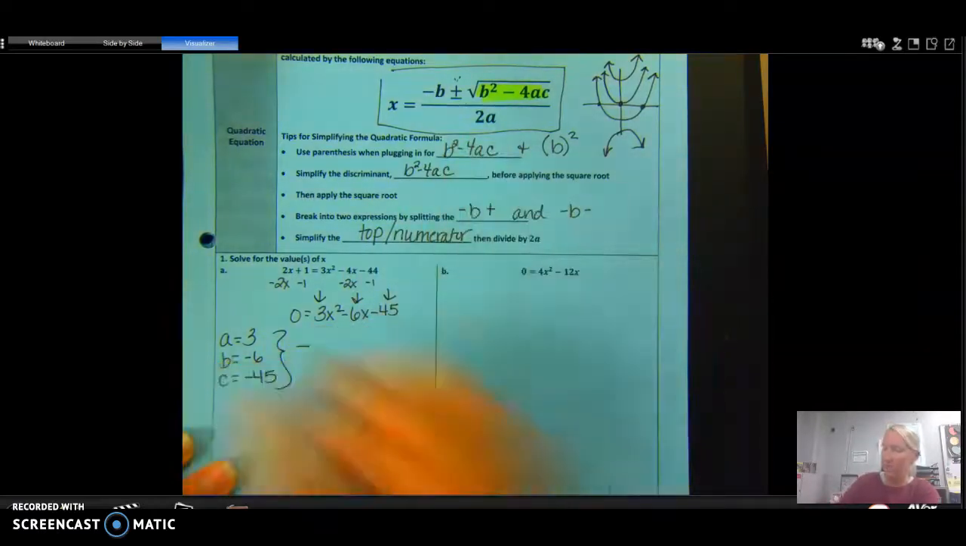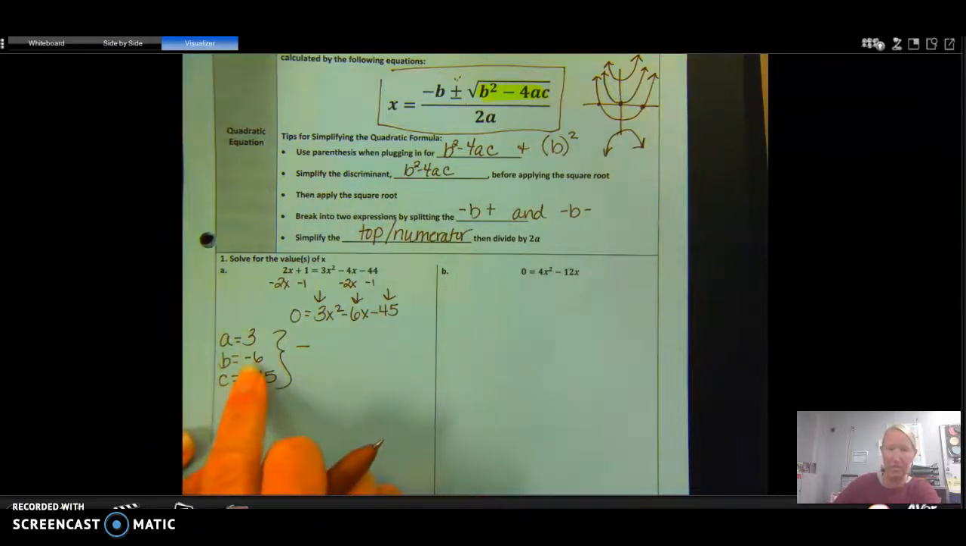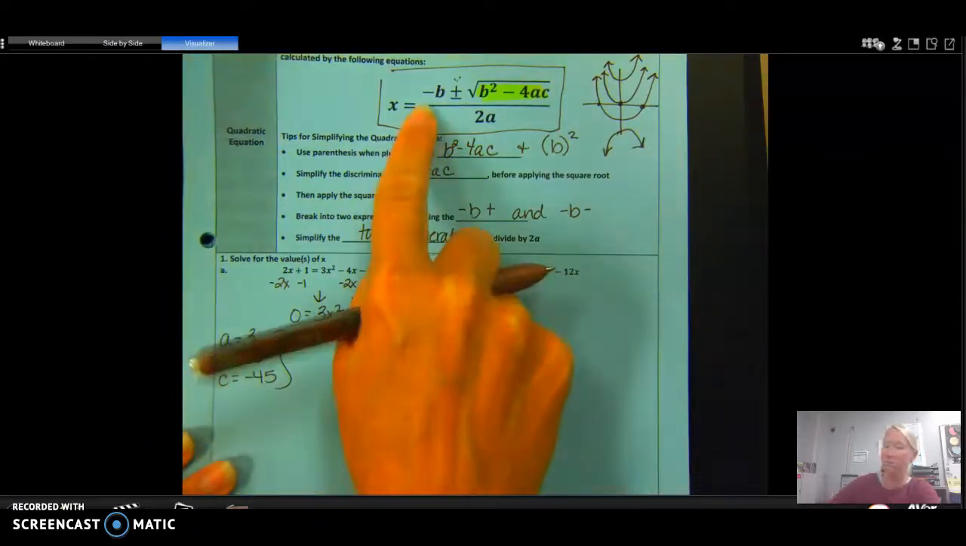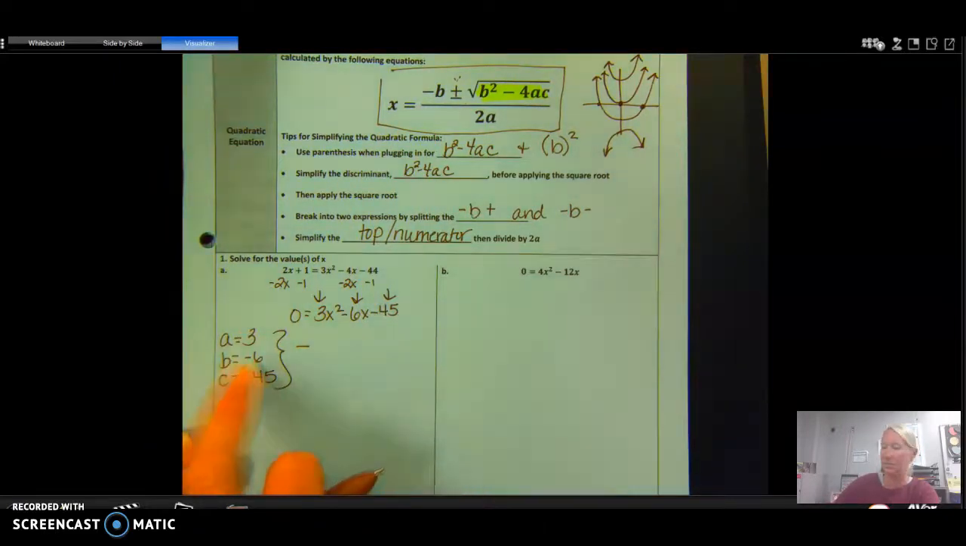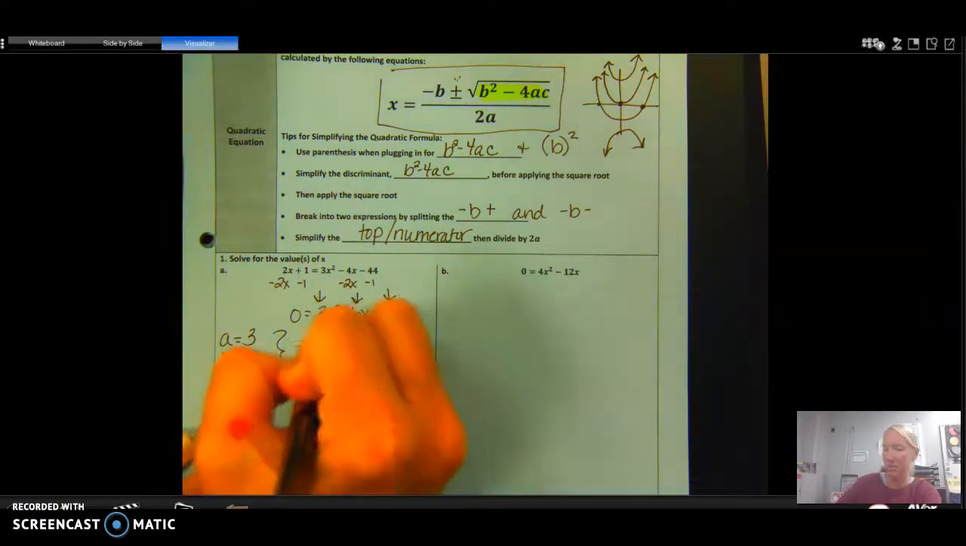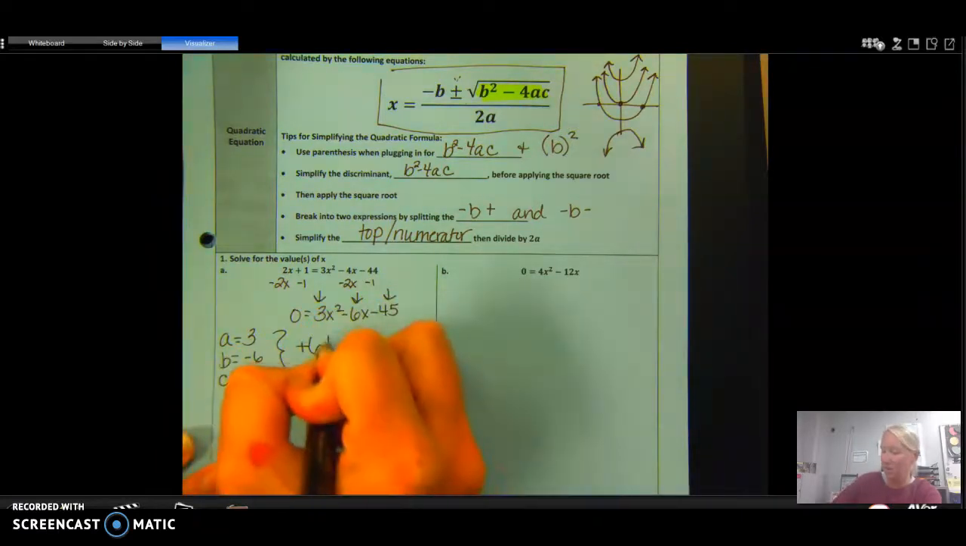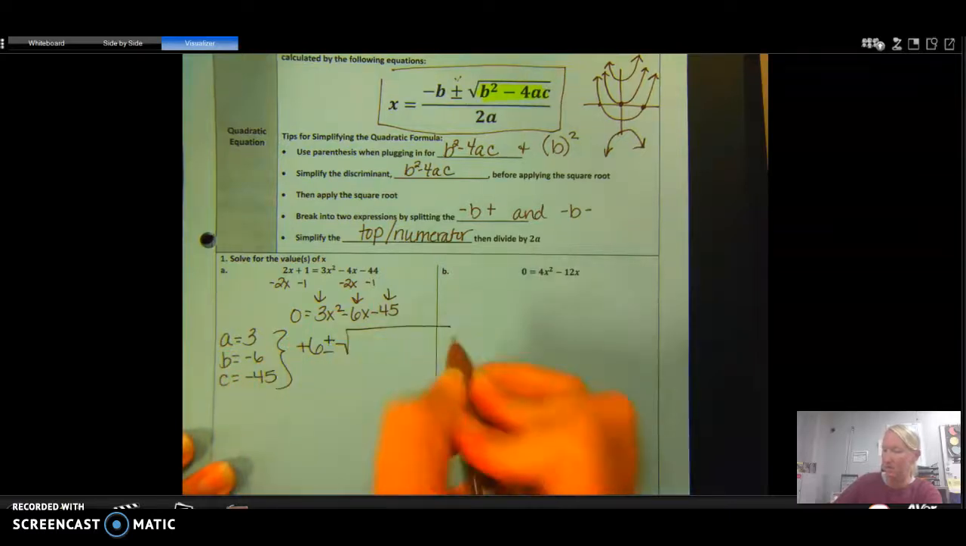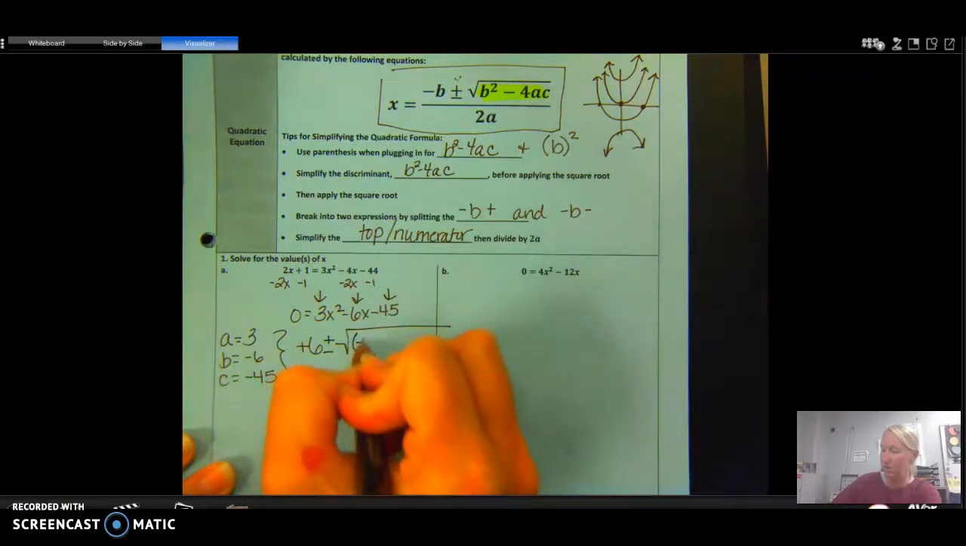So I'm going to do negative 6. So this is saying the opposite of what B is. Well, the opposite of a negative 6 is a positive 6. So since I already have a negative, 2 negatives make a positive. So that's really positive 6. I'm going to plus or minus big square root, and now the discriminant, b squared. Put this into parentheses.